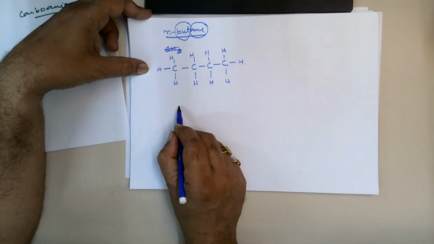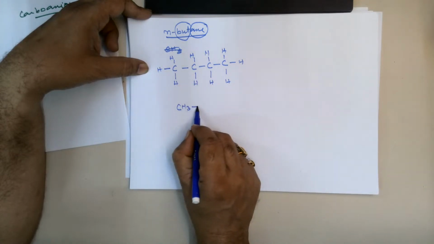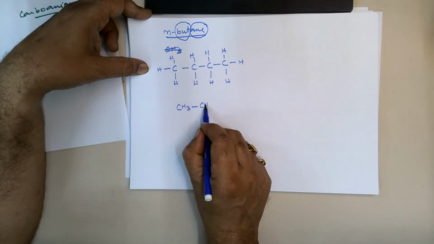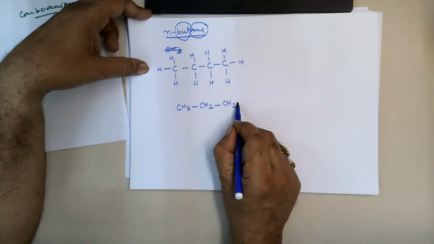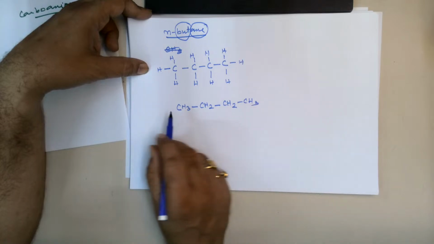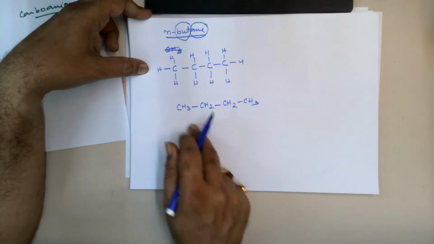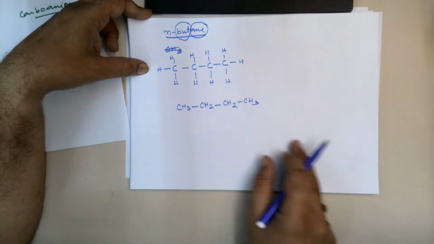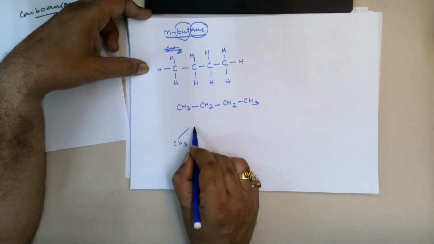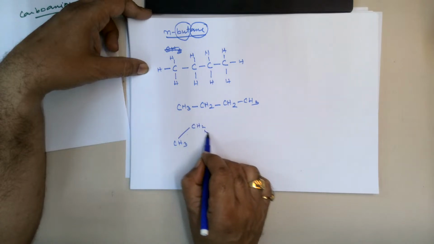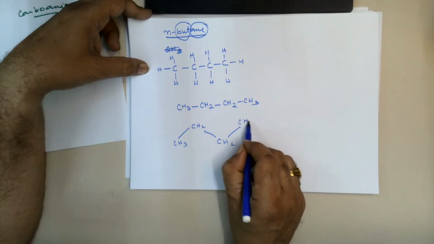Then you can establish this is CH3. So you can write simply CH3, and this one CH2, and this one CH2, and this is CH3. But as you expected, it won't look linear like this. It will have a tetrahedral structure, so it will be zigzag. So you can start like this: CH3 bond, CH2 bond, CH2 bond, CH3.